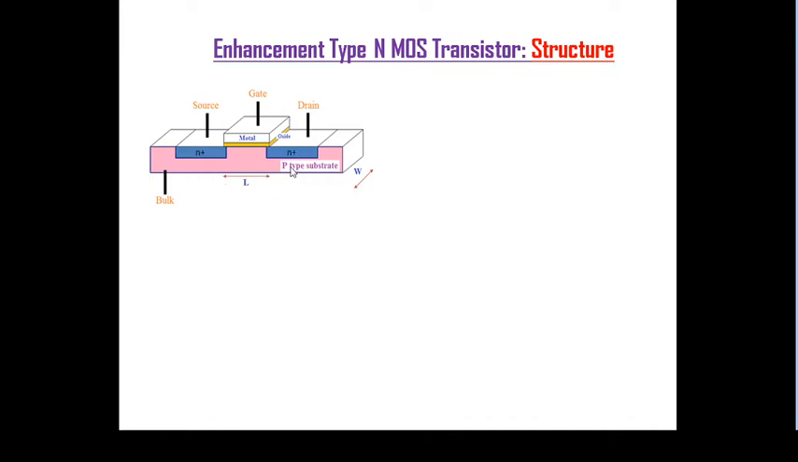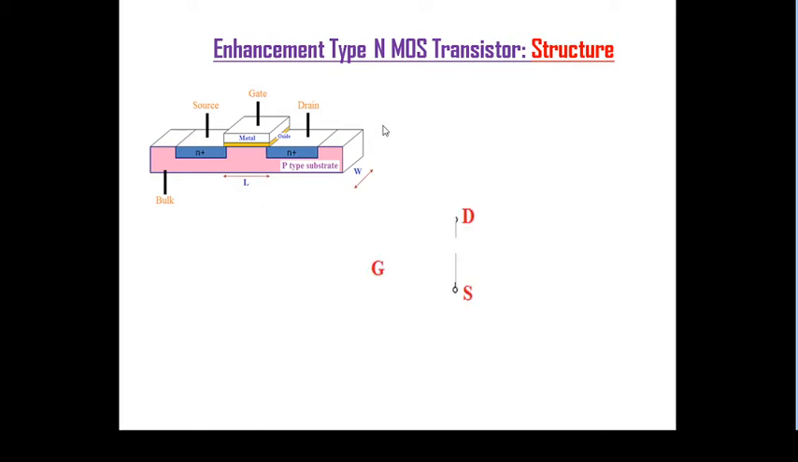So we have a p-type substrate, and n plus doping areas over it. We have made the drain and source regions, and for the gate there is an oxide layer. The yellow one is the oxide layer, and above the oxide there is a metal that will work as the gate, and there is a bulk terminal. Length L is our channel length, and there is the channel width.